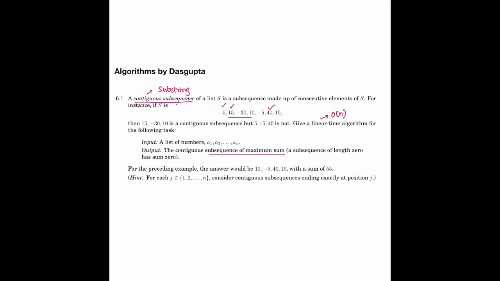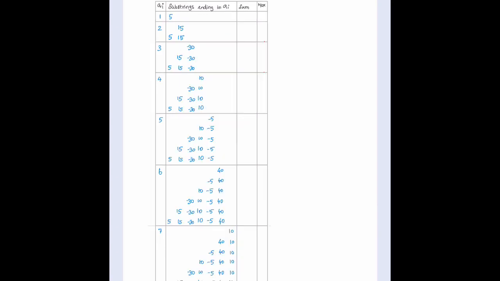First, let's note down all possible substrings that end with each element. For the first element A1, there is only one possible substring, and that's just going to be 5. For the next element A2, there are two possible substrings, 15 and 5 and 15. Proceeding further, for element A7, we have 7 possible substrings. Once we have this, let's find the sum of each substring. The sum of this substring is just going to be 5. This is going to be 15. This is going to be 5 plus 15, that's 20.